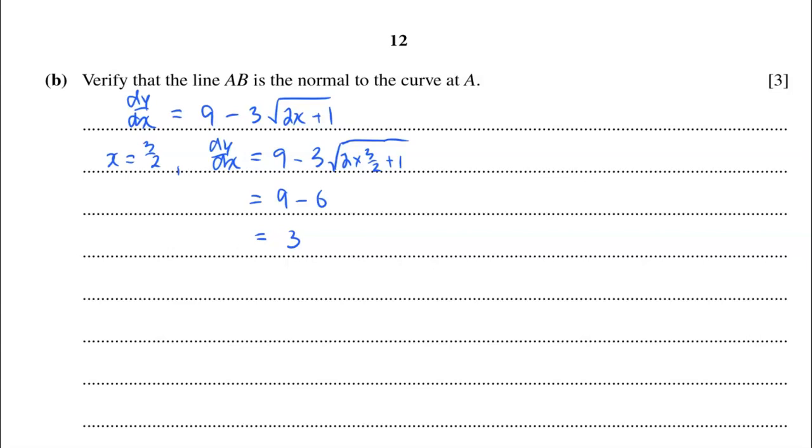Okay, so now we want to find the gradient of the line AB. And to do that, we're going to use gradient between 2 points. So gradient between 2 points, y2 minus y1 over x2 minus x1. What are we expecting it to be? Well, the negative inverse of 3. So we expect it to be negative a third. What are our points? Oh, they're all fractions.